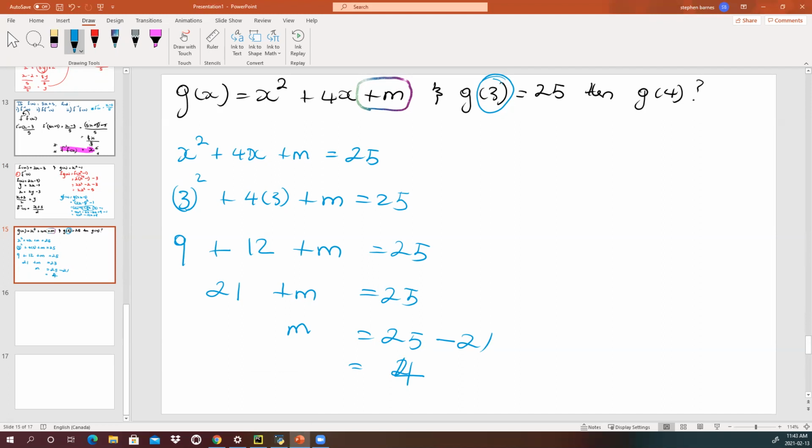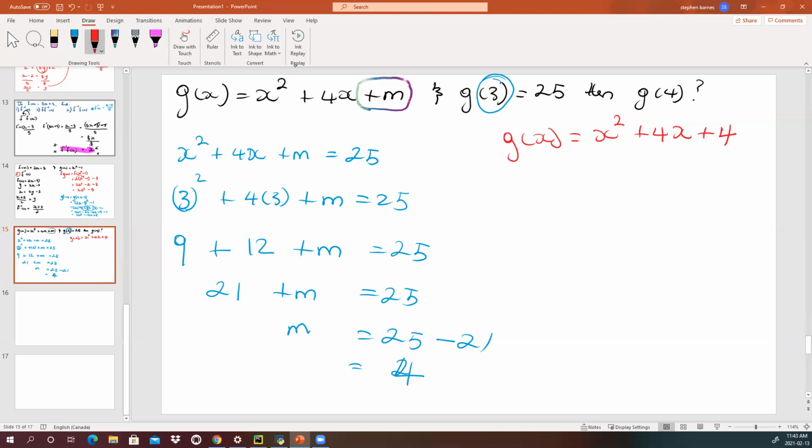Everybody see that? Okay. M is equal to 4. So you now know that m is 4, and you can rewrite the function to say g of x is equal to x squared plus 4x plus 4. That is what the function is now. You don't have any unknowns in it.